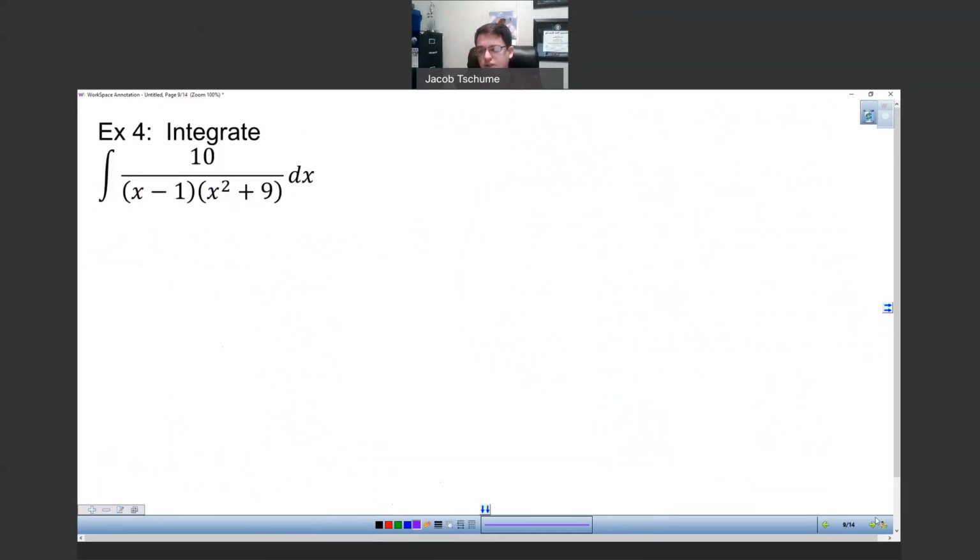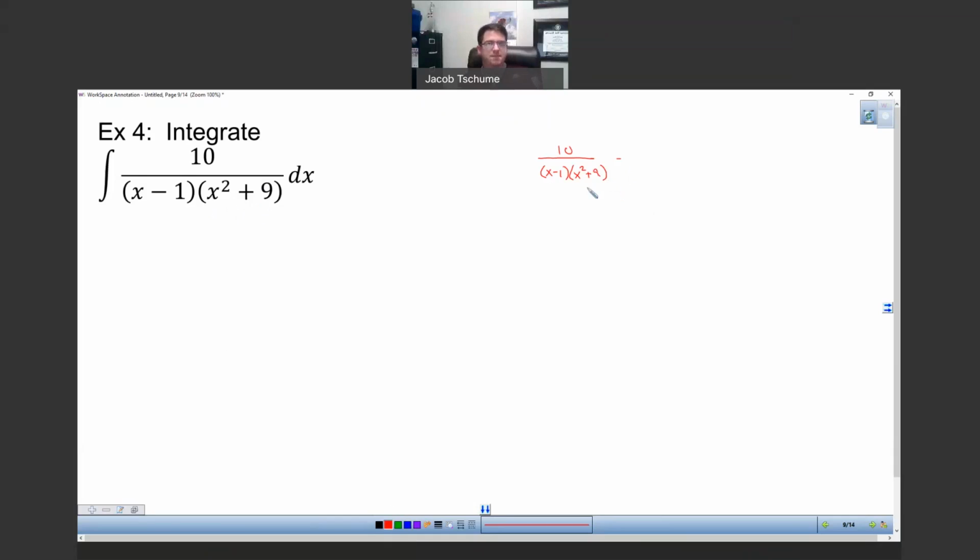All right, so let's move on to another one. Number 4. What is the indefinite integral of 10 over x minus 1 times x squared plus 9? Now, just like number 3, this one is already in a factored form because x squared plus 9 doesn't factor any further, so there's not much I can do with that. So I'm going to come over here to the right, and we are going to figure out how to break down this fraction here.